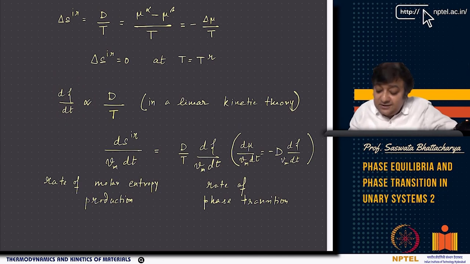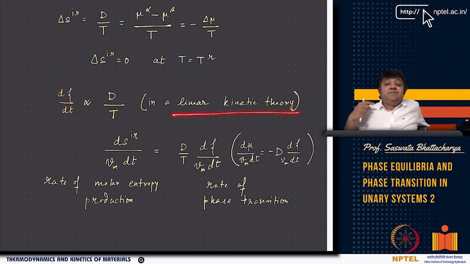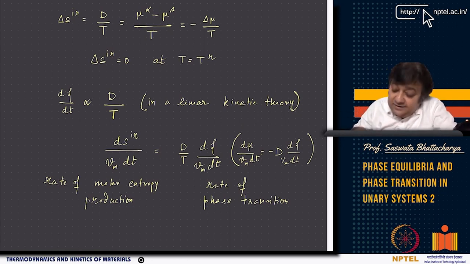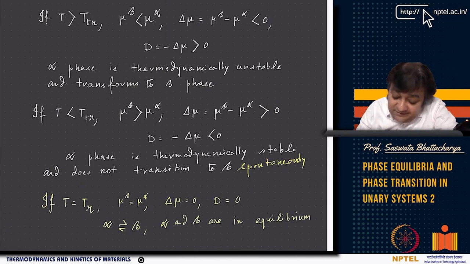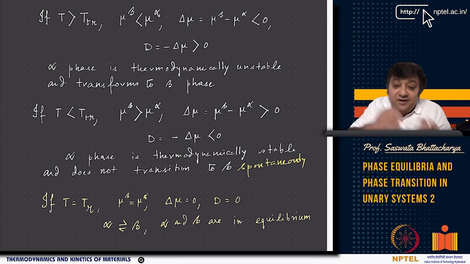Again, you don't have to care about the kinetic theory at all, but what I am telling is that how zeta will transform is a part of kinetic theory. It is not a part of equilibrium thermodynamics. But in equilibrium thermodynamics, one thing you have to always appreciate is that when we are talking about thermodynamics, we are talking about driving forces. We are defining driving forces, right? And if the driving force is positive, then there will be a spontaneous transformation from one phase to the other, right?